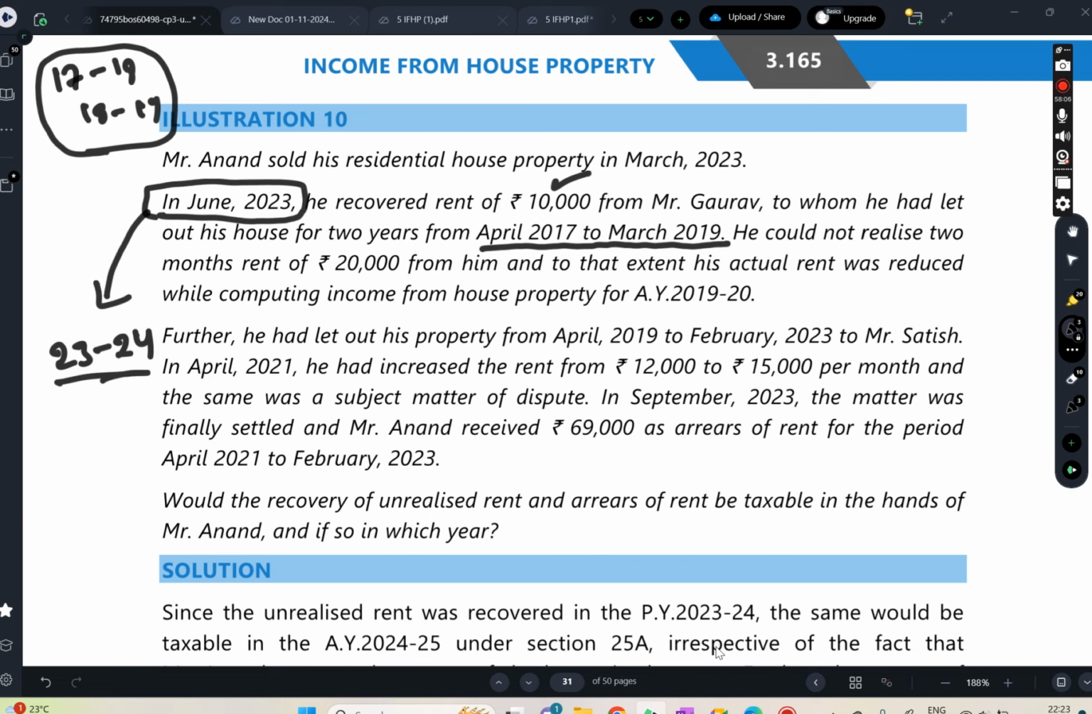Okay. Now he could not realize 2 months rent. Total 20,000 we did not realize, and to that extent actual rent was reduced while computing the income from house property in that year itself. That means in 19 and 20 he claimed this benefit, actual rent minus unrealized rent. So that means we did not tax that unrealized rent.